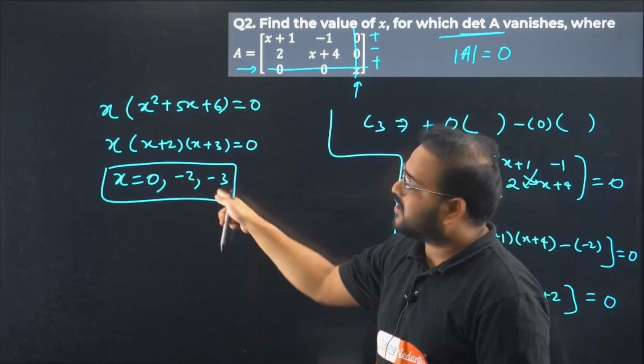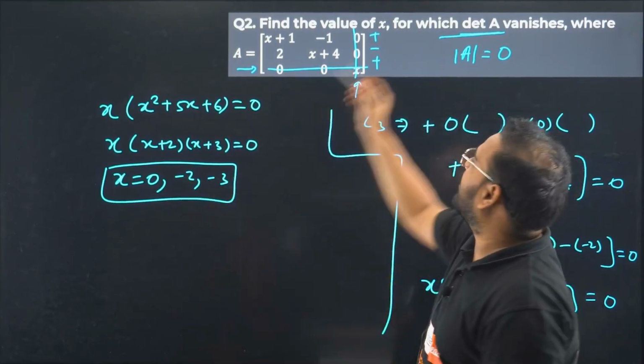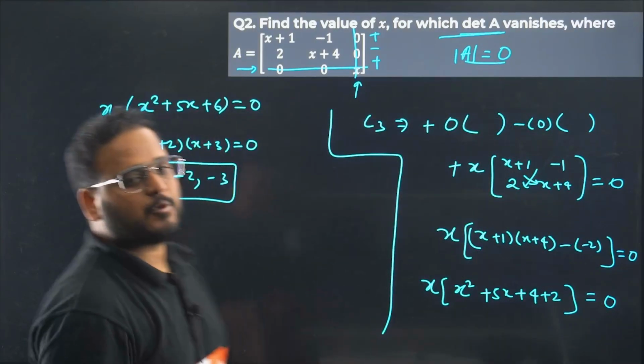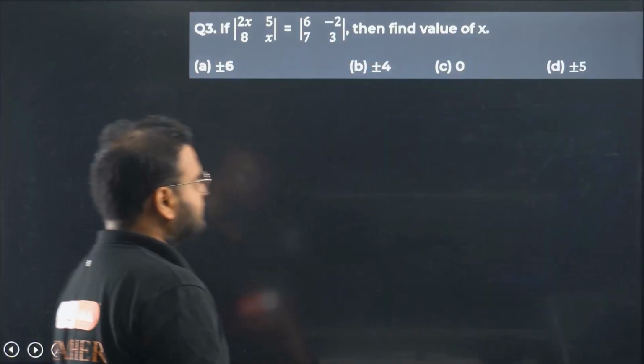If you replace this x value by any of these values, what will happen to the determinant? It will become equal to 0. Is that clear? Please check. Question number 2 is done. Question number 3 now.